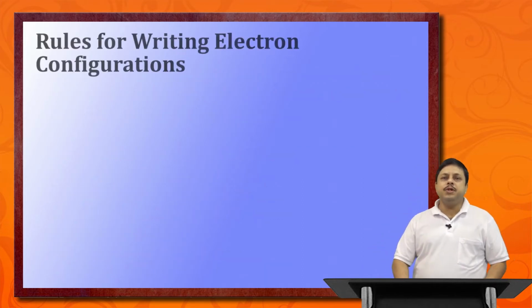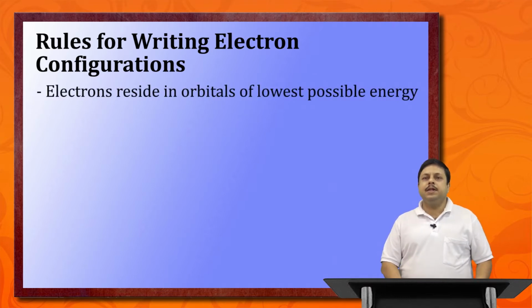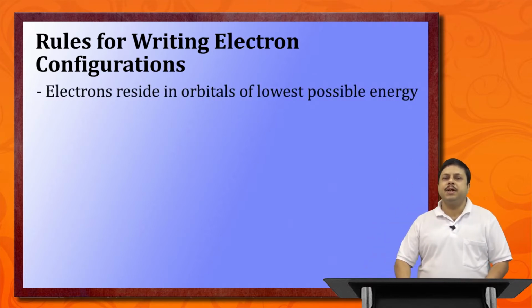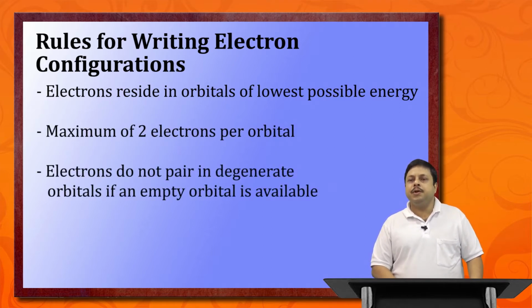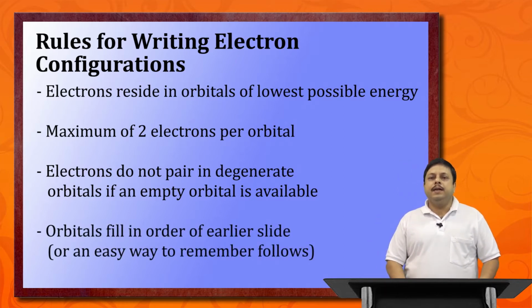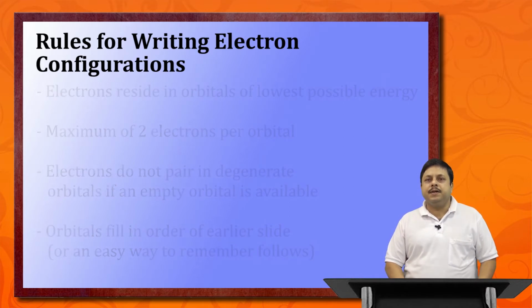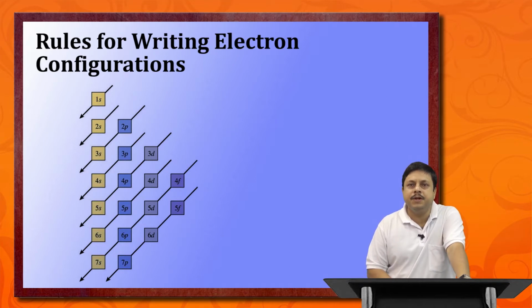So what are the rules for writing the electronic configurations? The electrons will be residing, they will be staying in the orbitals of lowest possible energy. Maximum 2 electrons per orbital are allowed, and electrons do not pair in degenerate orbitals like this. They are not allowed to pair in the degenerate or same energy orbitals, and orbitals fill in a definite pattern. So this is the pattern over here. So you start filling from here. This is a 1s. You put 2 electrons here.